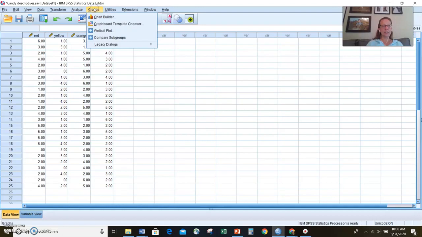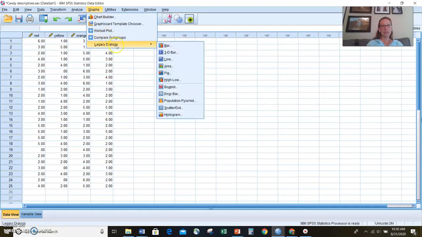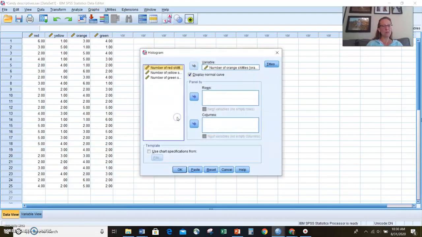The first way that we could look at skew and kurtosis is to go to Graphs, and Legacy Dialogs, and Histogram. Remember that a histogram is only used for interval and ratio data. SPSS will make one for nominal or ordinal data, but it won't be appropriate. So we want to go ahead, and you will start out with it looking like this, to then say, all right, let me look at the spread of data for this variable, and we'll start with our red Skittles.